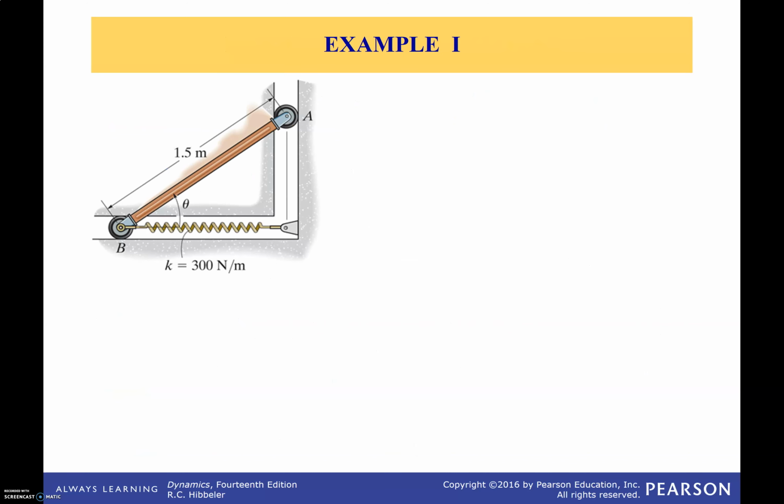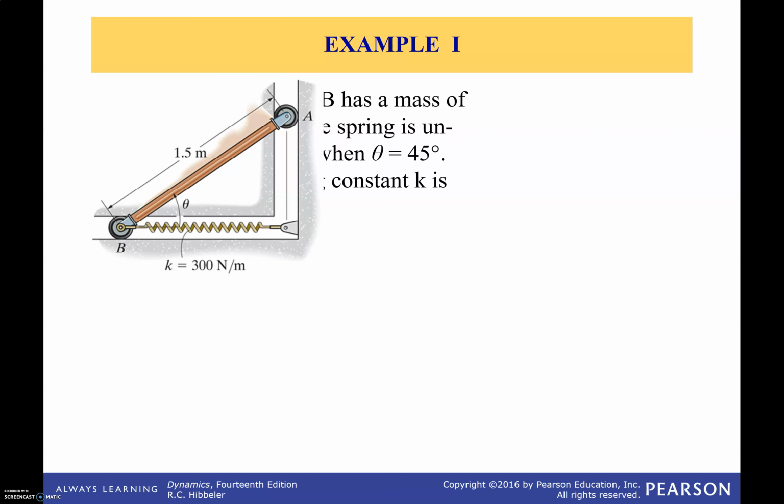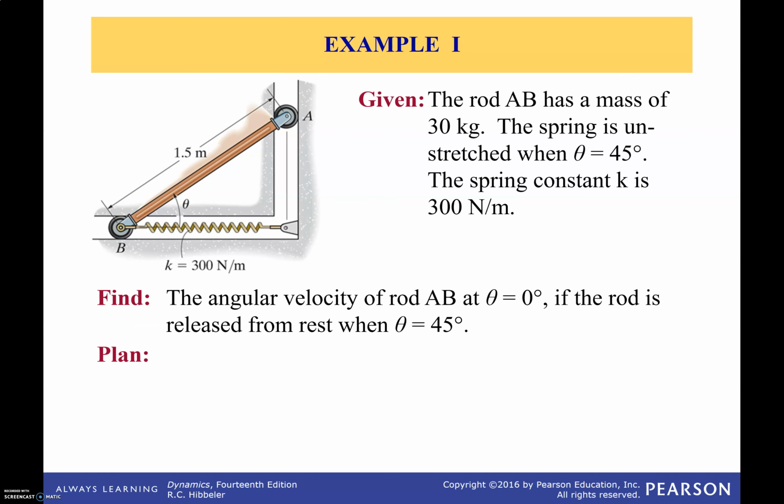So let's look at an example here. We have this rod that has two rollers there. There is a spring, and there is also gravity. The rod AB has a mass of 30 kg, and initially this angle theta is 45 degrees. The spring constant is 300 newtons per meter. You want to find the angular velocity when this angle is 0 degrees and the rod is at rest.